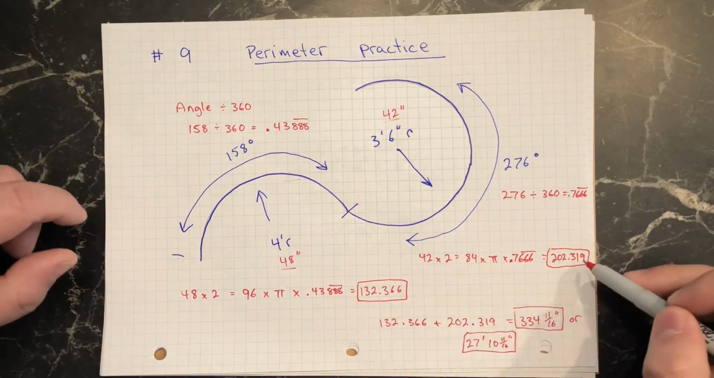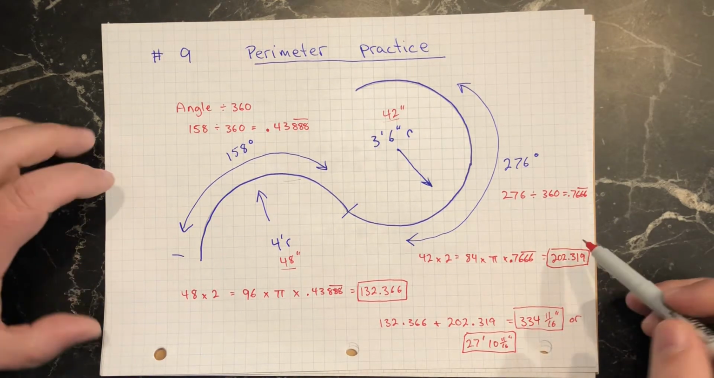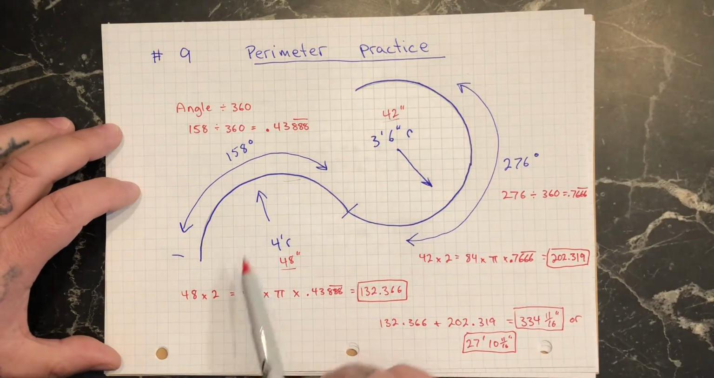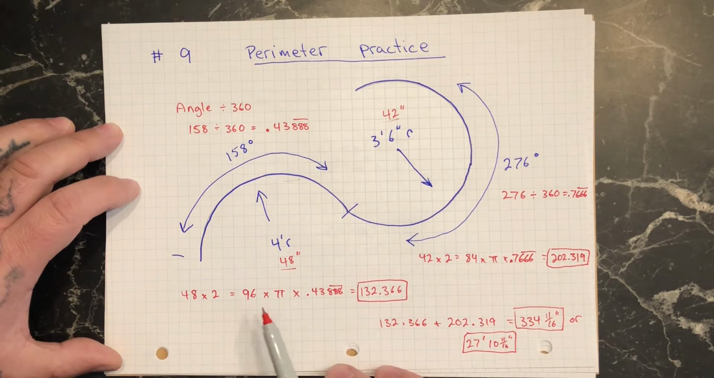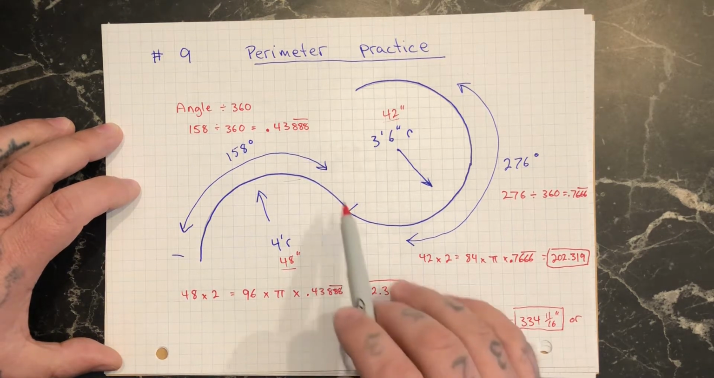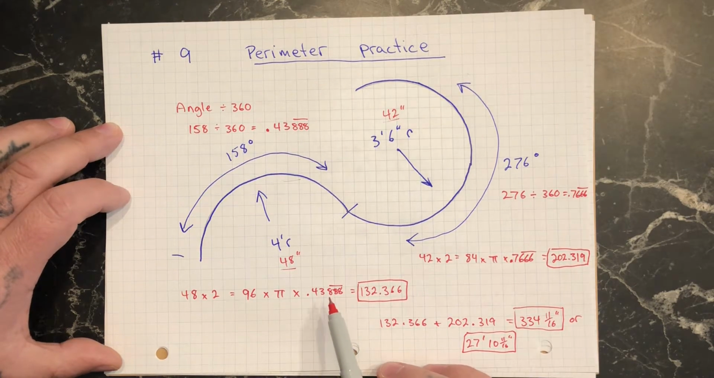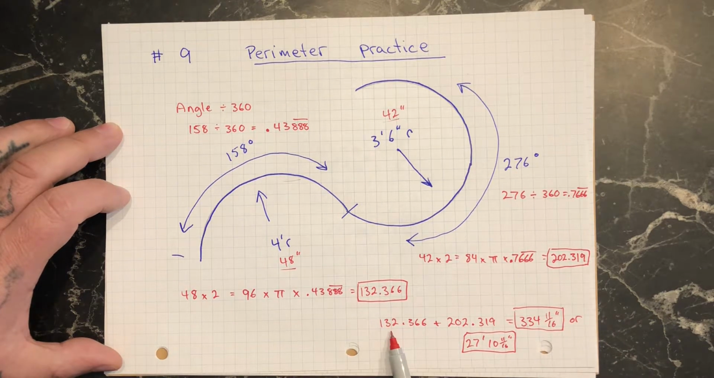I rounded these off a little bit. When I did the actual answer sheet, I didn't round off my decimals. I just did it on here for the ease of seeing it. So that's one answer for this circle here. This circle here, it's going to be 48 times 2, which is 96, and then times pi to do the circumference, and then times the 0.3888, which gives me 132.316. And then I just add those two answers together.